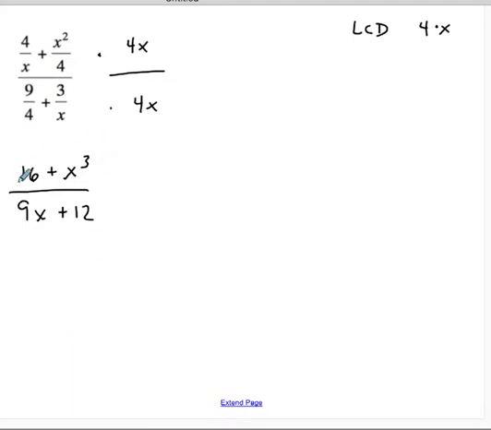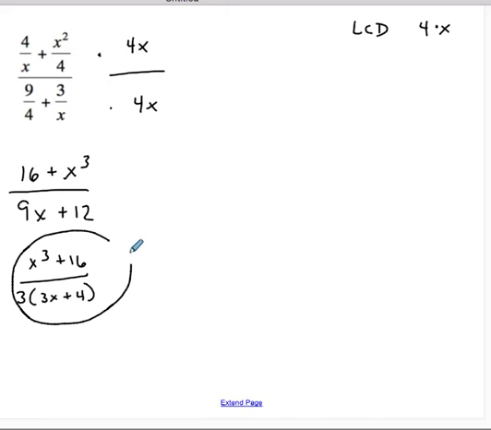Okay. And I can't simplify or factor anything in the numerator, so it's just x to the third plus 16 over, I could technically factor out a 3 here and be left with 3x plus 4. But nothing there is simplifiable, so that's my solution.